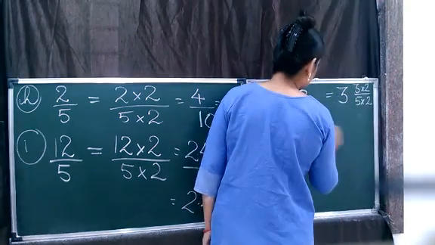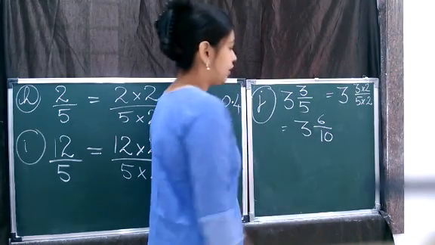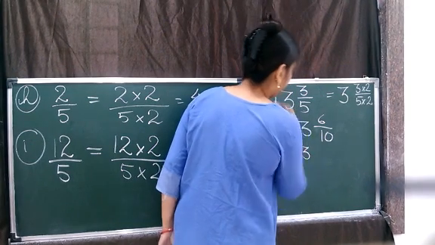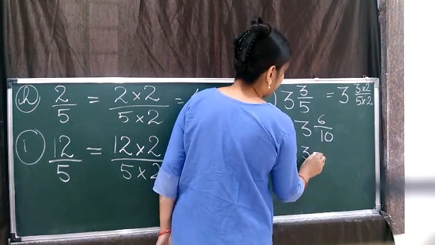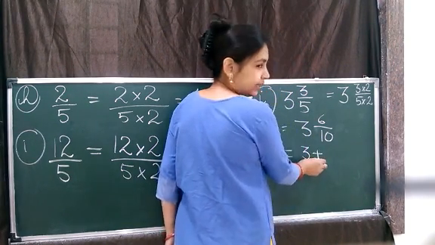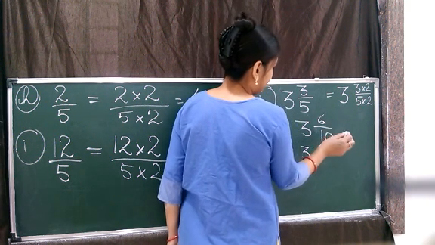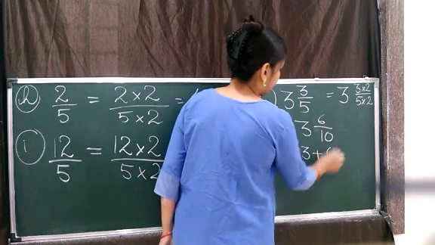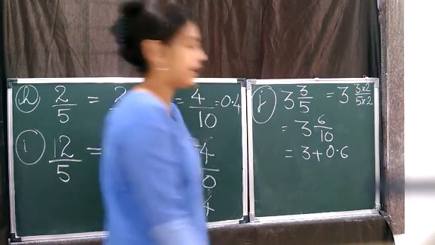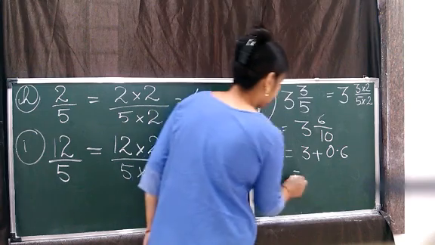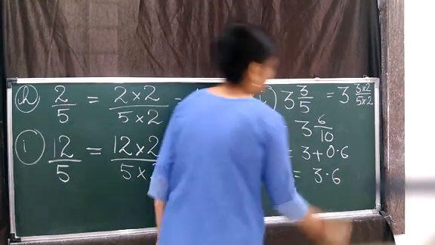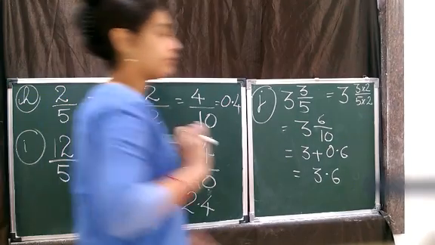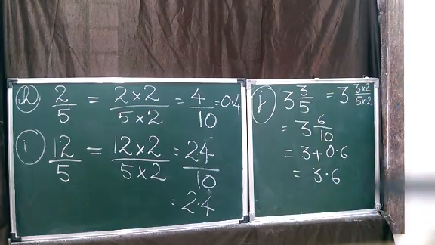Three 2s are 6 by 10. Now we convert 6 by 10 into a decimal. So this 3 and let's write it as plus only, and this comes out to be 0.6, right? Now we add 3 and 0, it becomes 3.6. Now children, both ways are there. I am doing it for both the ways for you all. Whatever is easy for you.